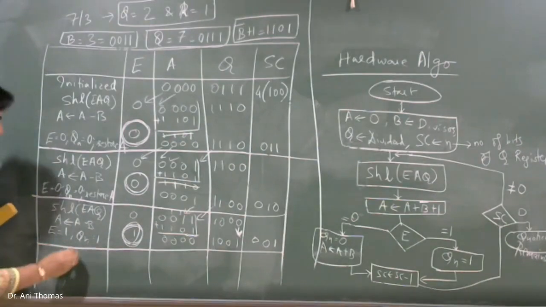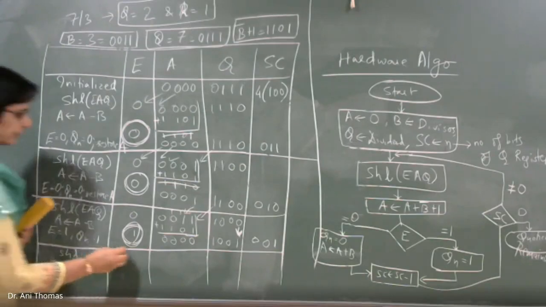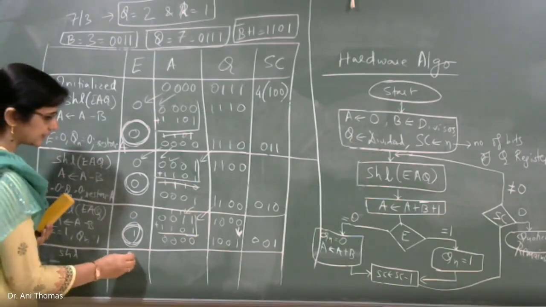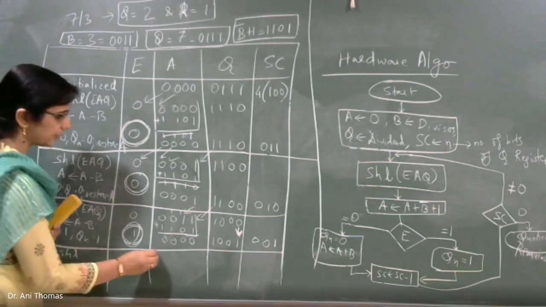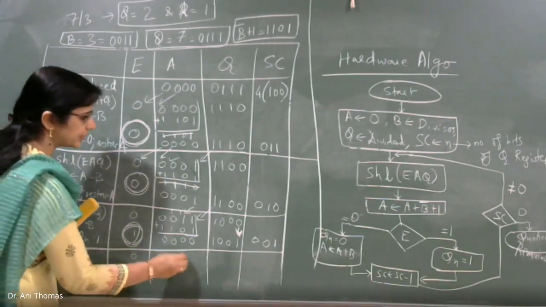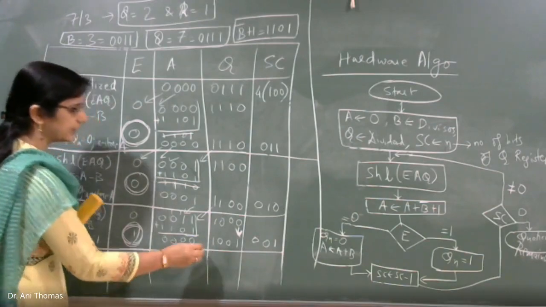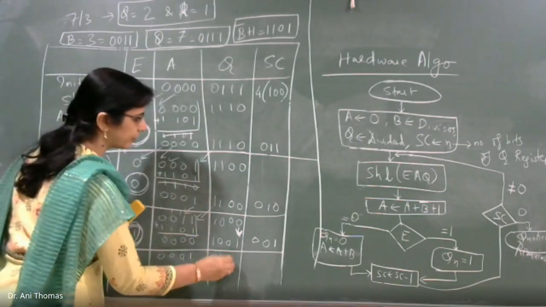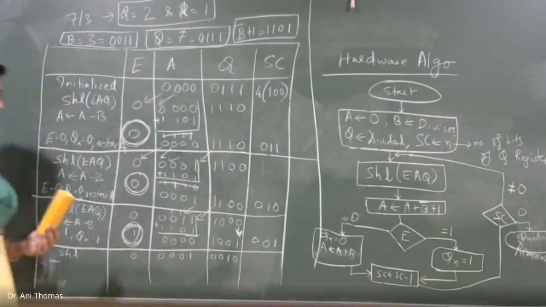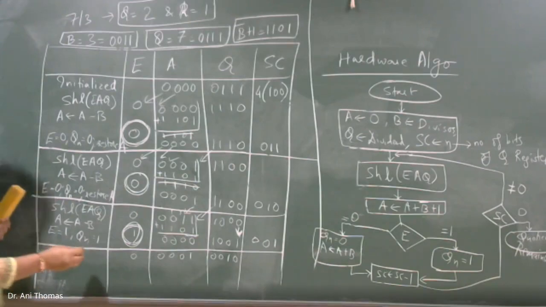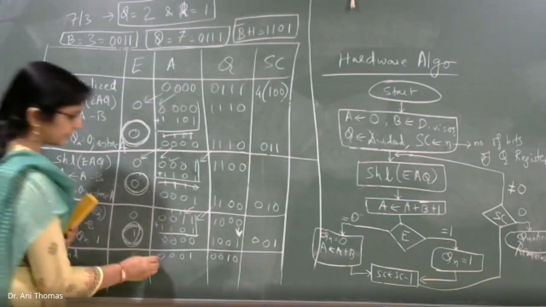Shift left, I will write small this thing. 0, 0, 0, 0. This 1 comes here. This is 0, 0, 1, 0. Shift left, and then we do A is A minus B.